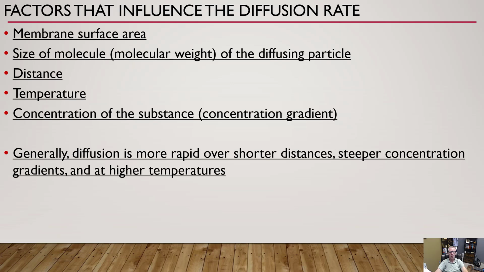Temperature. Typically, you're going to have a better diffusion at higher temperatures. The concentration gradient, or the concentration of the substance. If I only do 1 squirt of perfume, it's not going to diffuse as fast as if I squirt 15 squirts of perfume. So generally, diffusion is going to be more rapid over shorter distances, the closet classroom, steeper concentration gradients, 15 squirts of perfume, and at higher temperatures.